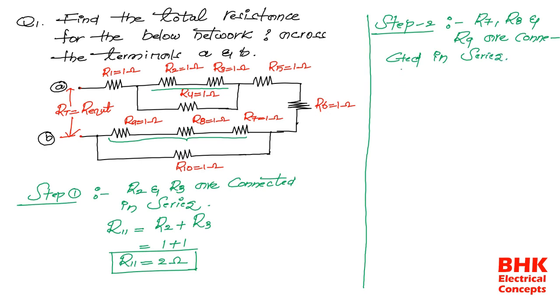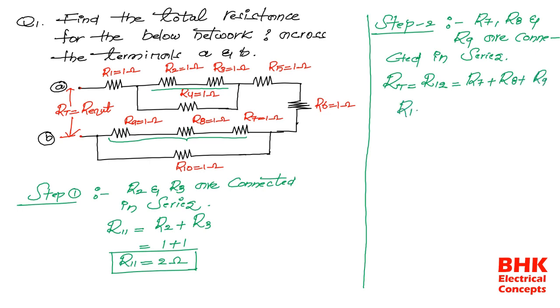Now again we know that when resistances are connected in series, we can directly add the combination of connection. Okay. Now here R11 is the new resistance, and here the combination of R7, R8, R9, what I'm doing, I'm giving the name R12. Okay. Now R12 is equal to what? R12 is equal to R7 plus R8 plus R9.